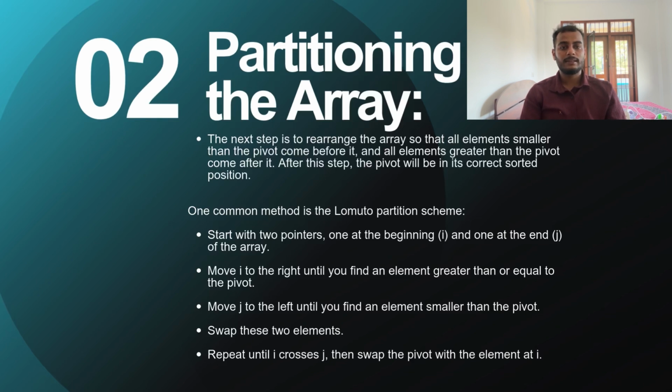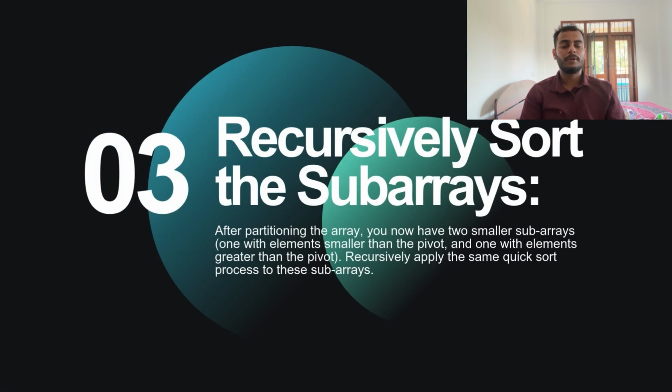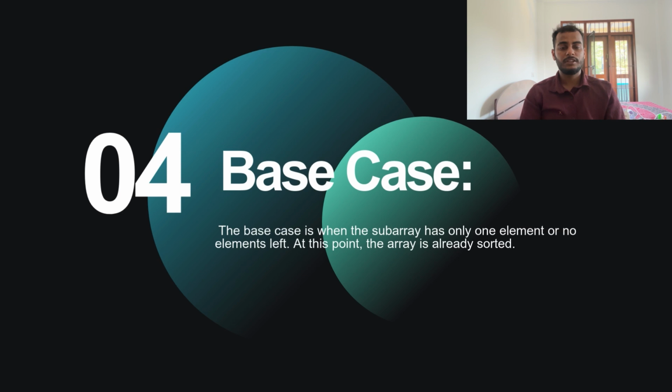At the end of partitioning, the pivot is placed in the correct position and the array is now divided into two subarrays. Step 3 is to recursively sort the subarrays. Now quicksort is applied recursively on the left and right subarrays. The same pivot selection and partitioning process is repeated on each half. This continues until each subarray has only one element. And step 4 is the base case. The recursion stops when the subarray is reduced to a single element or an empty array. At this point, all elements are sorted and the algorithm is completed.